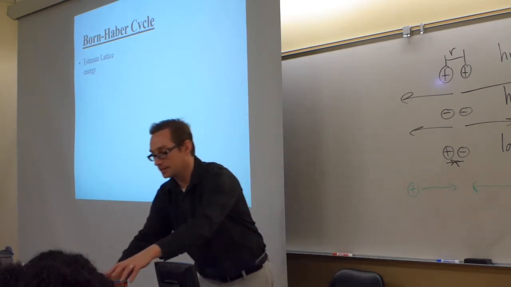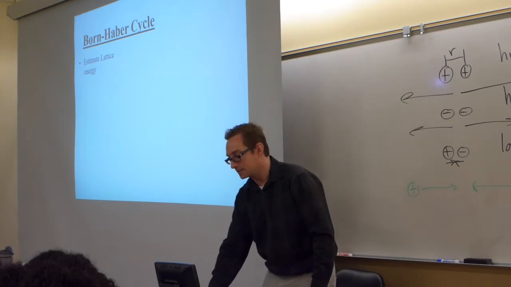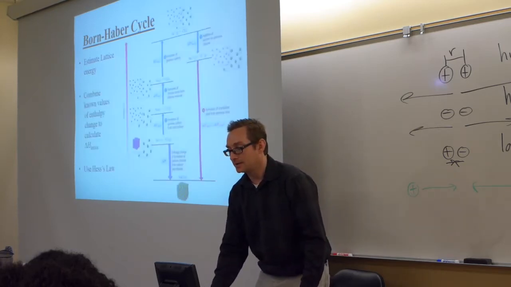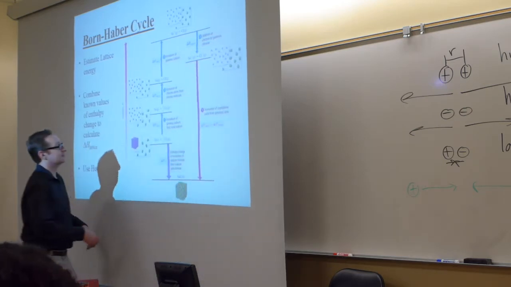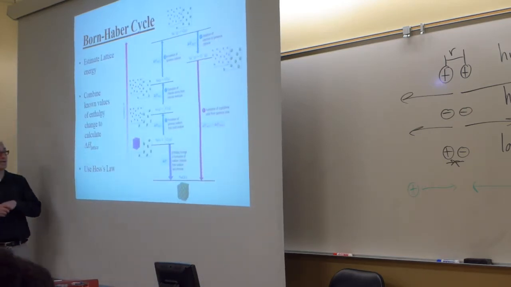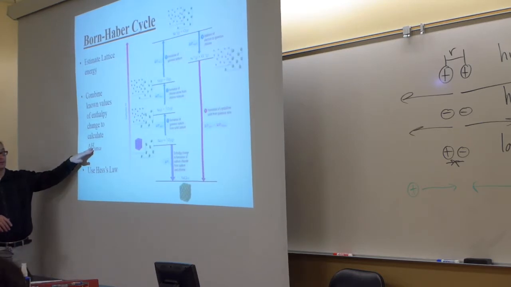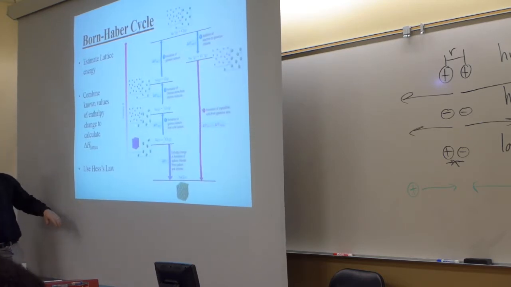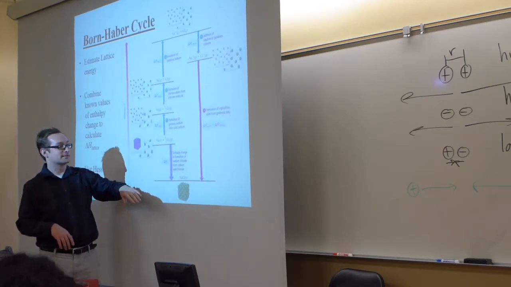So there's a process called the Born-Haber cycle, and it's used to estimate lattice energy of salts. What you do is you combine known values of enthalpy to calculate the enthalpy of the lattice, and it uses Hess's law. Let me just walk you through the process.